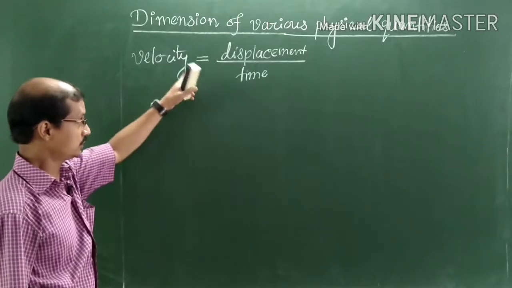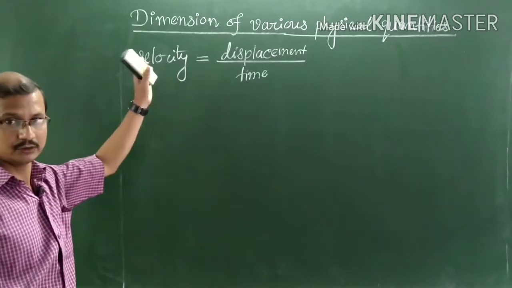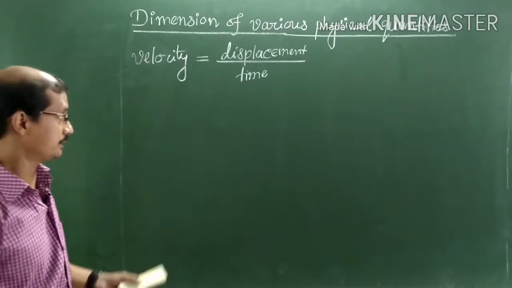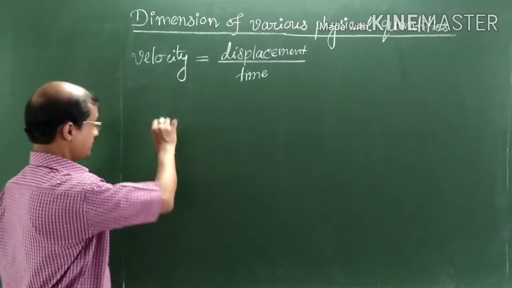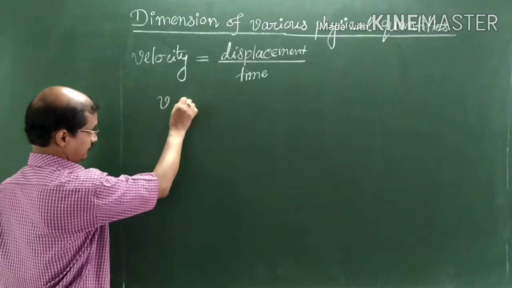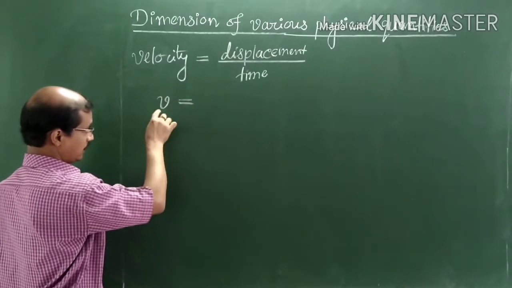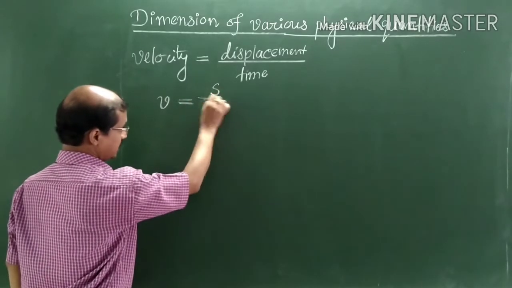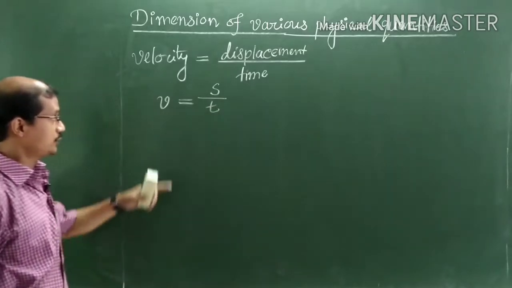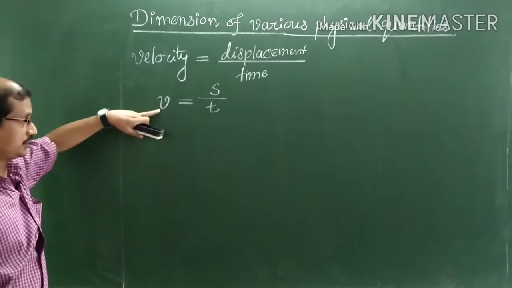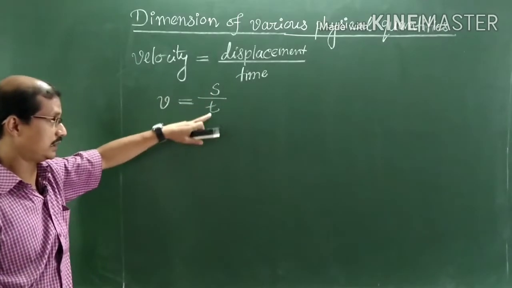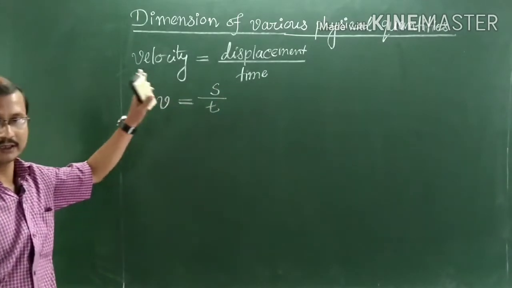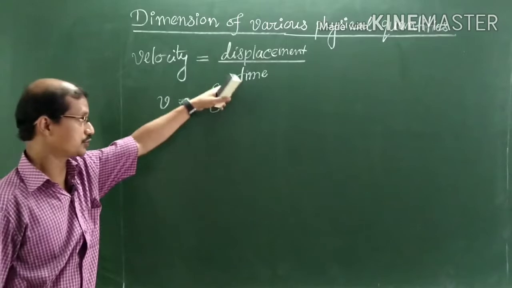So you have got this relation in your class 9 or class 10 standard. So now expression for velocity, we can write v equals s by t. So velocity is represented by v, displacement is represented by s, and time is represented by t. So this is your expression.